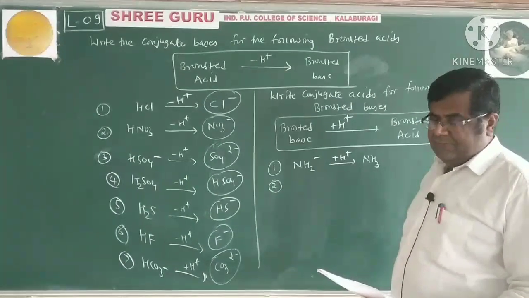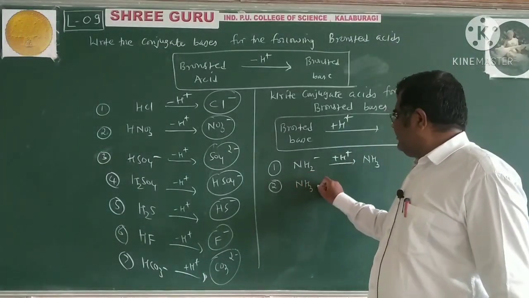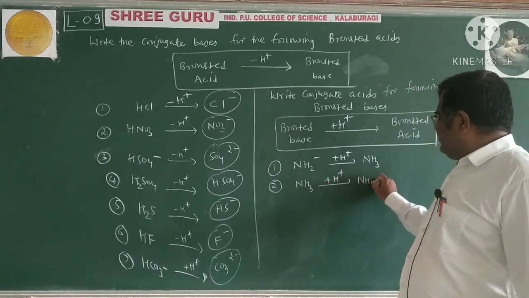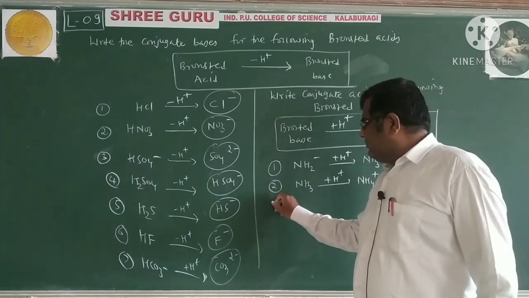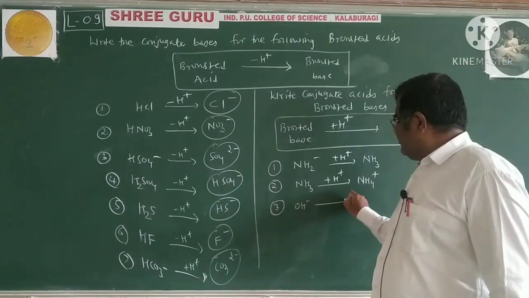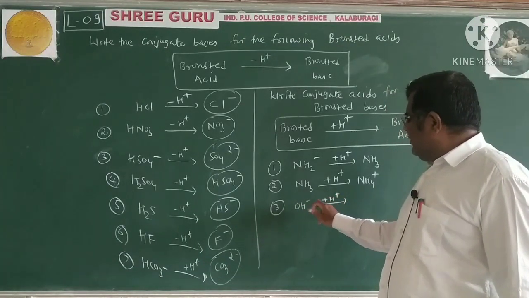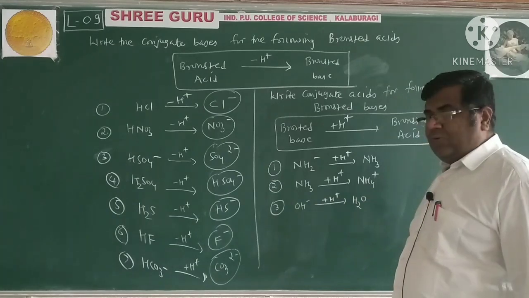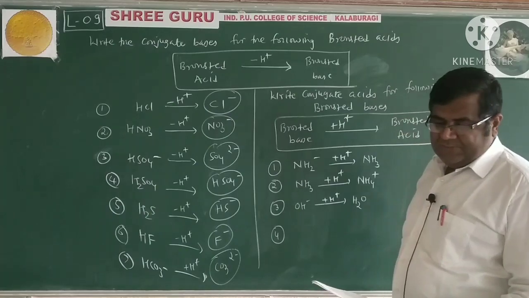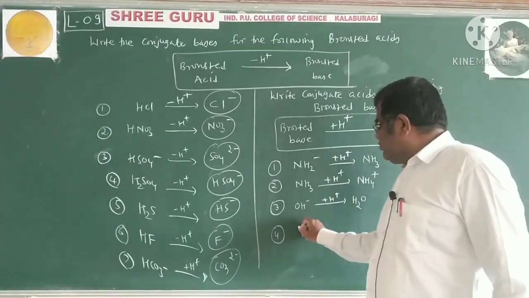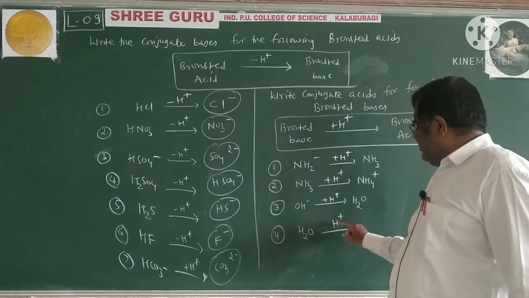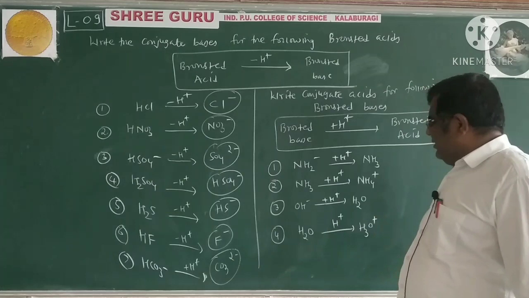Next one is NH3. Add one H plus, no charge, now it becomes positive. Third one, OH negative. Add one H plus, there will be 2 hydrogen, H2O. This negative and this positive become neutral, no charge. Next, H2O. Add one H plus, 2 becomes 3 hydrogen, and it is the hydronium ion.